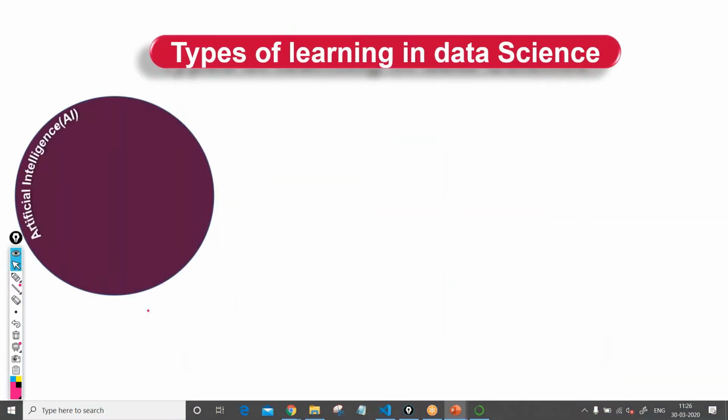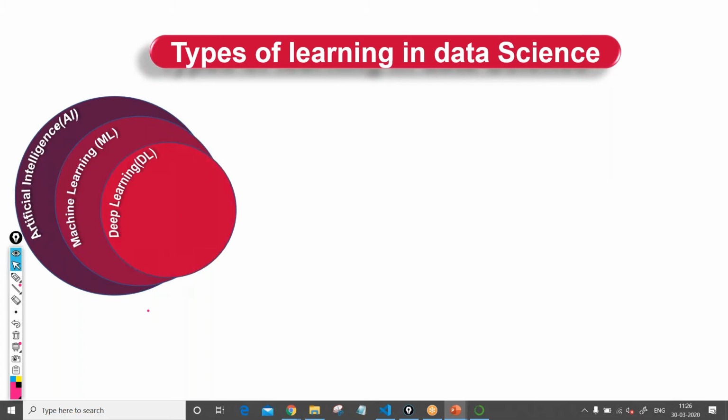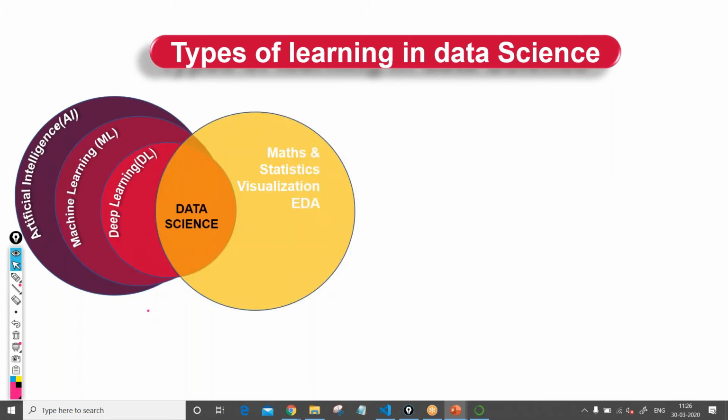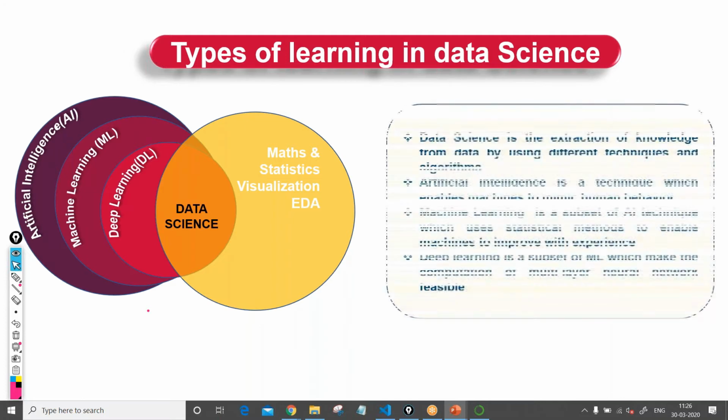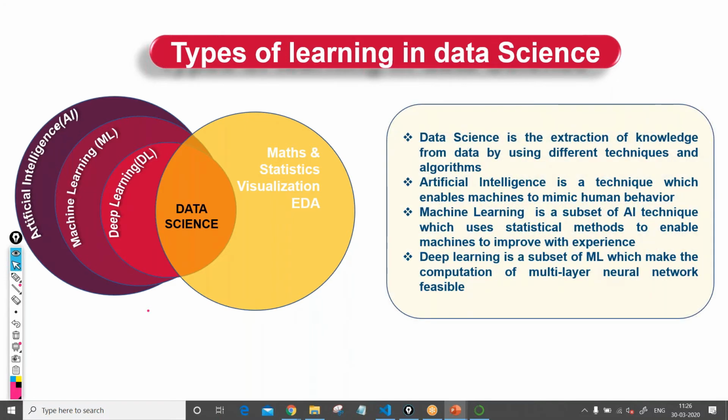Types of learning in data science. The first is artificial intelligence. When I'm saying artificial intelligence, there is one other term called machine learning and one called deep learning. First, let's understand what we have to learn to become a data scientist and how all of these are interrelated. Machine learning is a subset of artificial intelligence and deep learning is a subset of machine learning. So what is the difference between them? Let's understand.